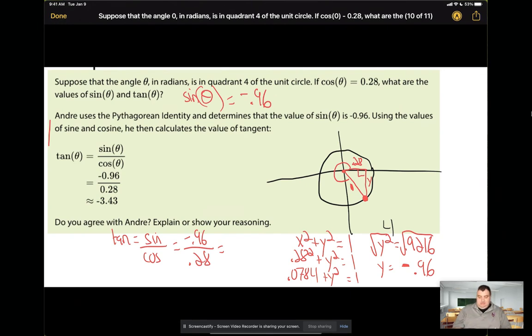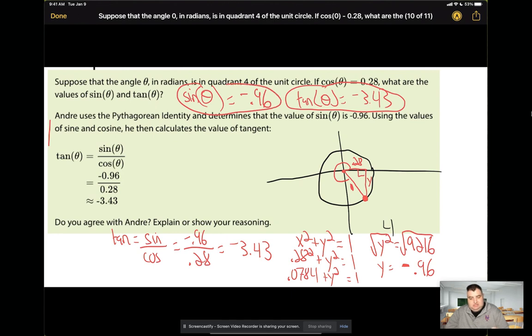So I'm going to go on a calculator and divide negative 0.96 by 0.28, and I get approximately negative 3.43. So the value of tangent of theta is equal to negative 3.43. So that answers this first question right here.